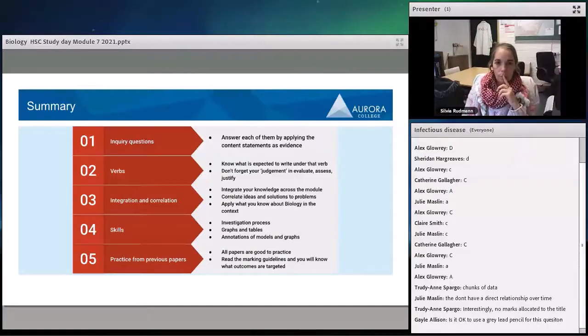Skills. Learn about the investigation process. How is the scientific process? How to read and make graphs and tables, right? The verb for tables is tabulate. Annotations of models and graphs. And then practice from previous papers, guys. Practice, because if not, you are not going to become familiar with the wording of the exams.